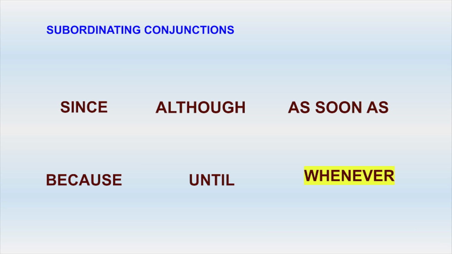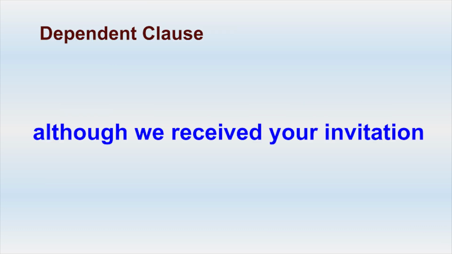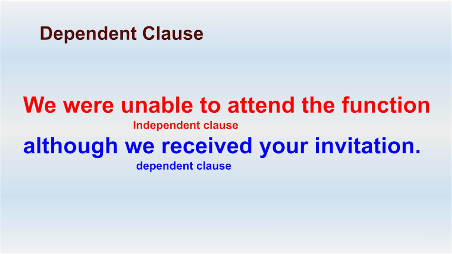Now let's look at some examples of dependent clauses. Although we received your invitation. This is a dependent clause. It makes no sense on its own. The subordinating conjunction, although, makes this clause incomplete. It has to depend on an independent clause to make sense. If we added the independent clause, we were unable to attend the function. Our sentence now makes sense. We were unable to attend the function, although we received your invitation. Here's another example.